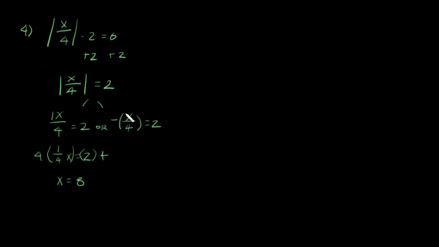Now over here, remember I told you that you don't distribute that negative. You just apply it to either the x or the 4. One of the numbers. Okay, I'm going to apply it to the x. So once again, you can think of this as negative 1 over 4 x equals 2, and I take the reciprocal of negative 1/4, which is negative 4.